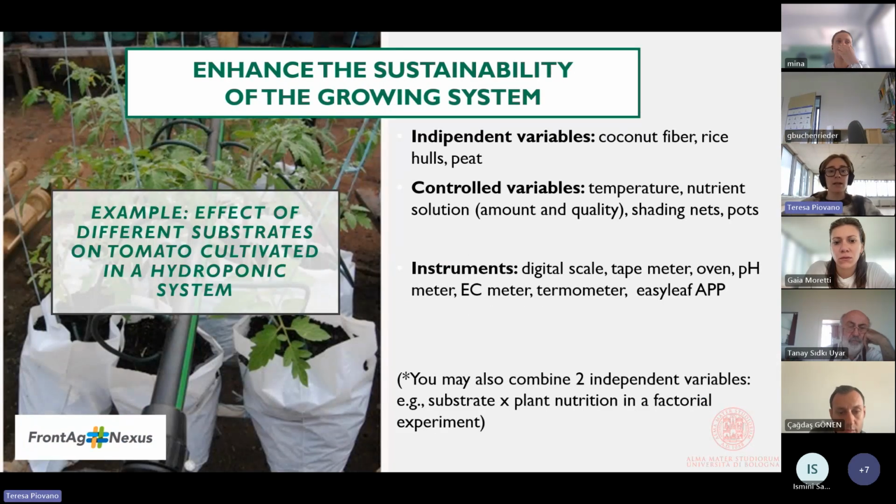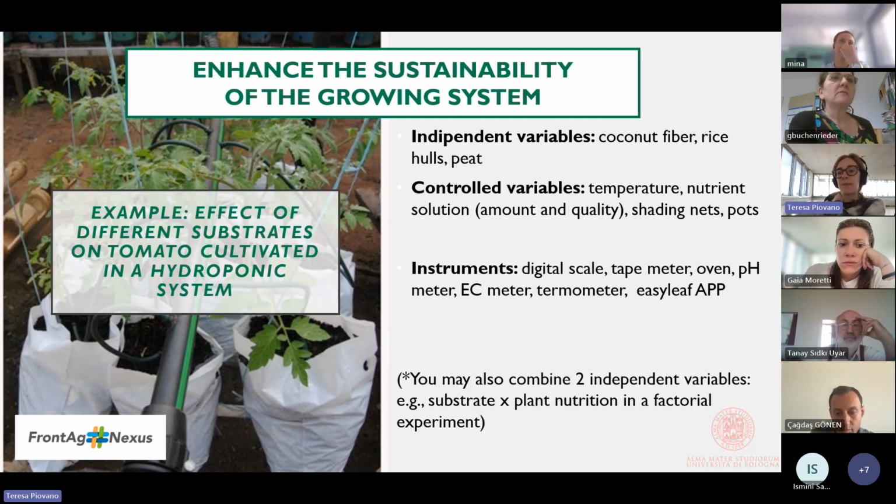Another example is to enhance the sustainability of the growing system. So in the following slide, I propose an example that can be done, but obviously it can vary depending on what we are looking for. Here we have an example of an experiment that evaluates the effect of different substrates on tomato cultivated in a hydroponic system. In this case, just to clarify what I said before, the independent variable is the different substrate that I'm using.